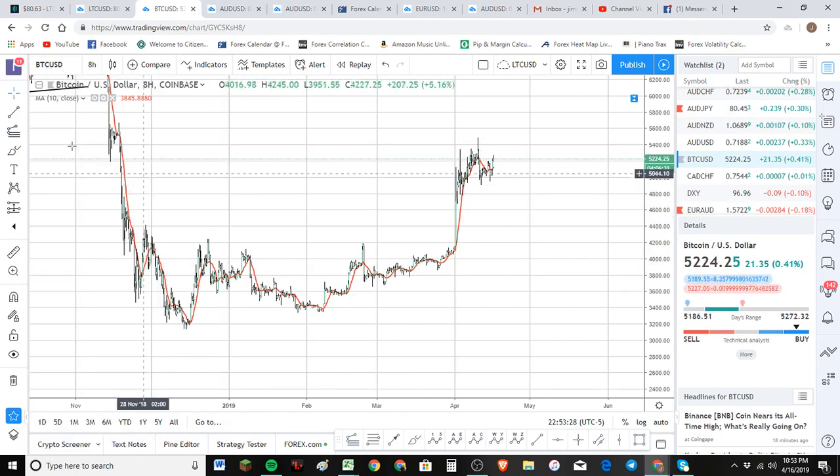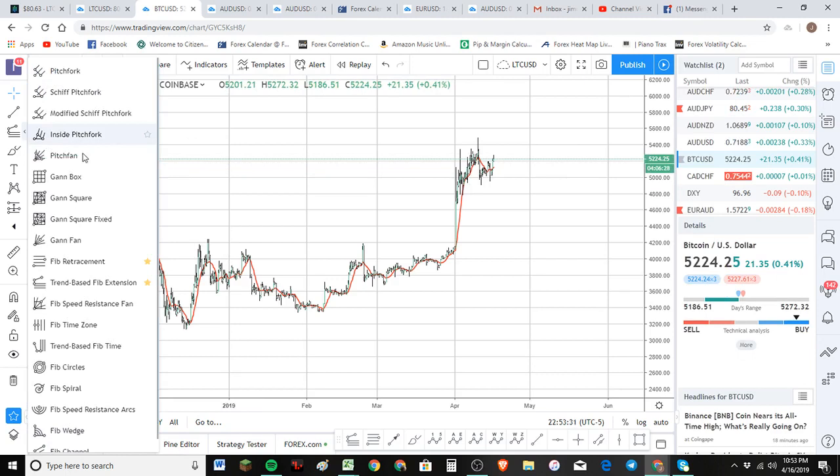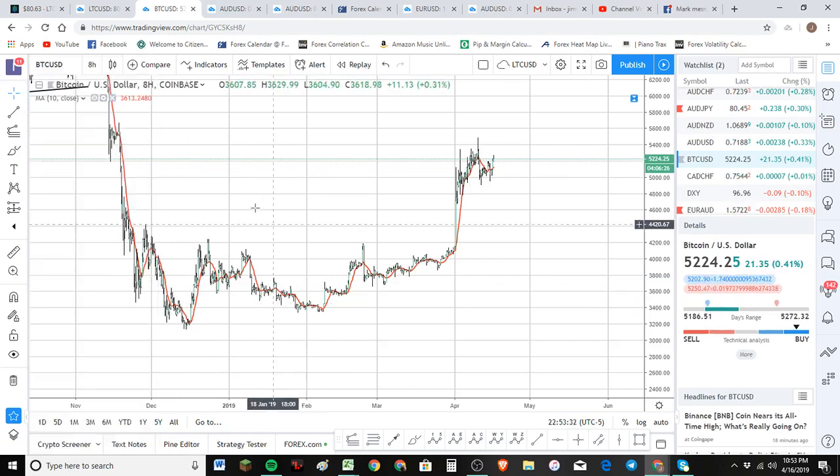Okay, so what I do is anything that I use a lot, I put a little star by, and if you click that star down here and make it blue, it puts your favorites right down here, and these are the ones I use all the time. So here's my trend-based fib extension.